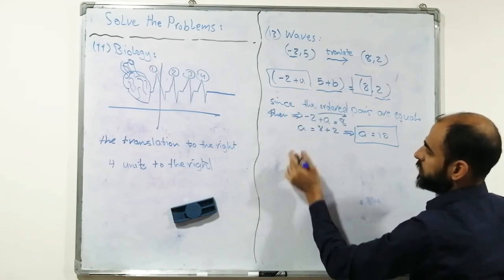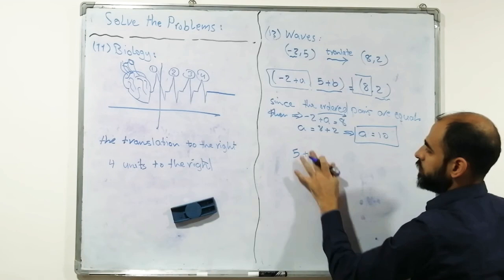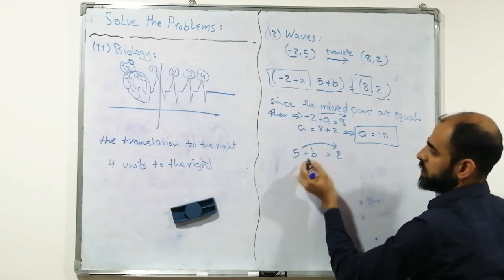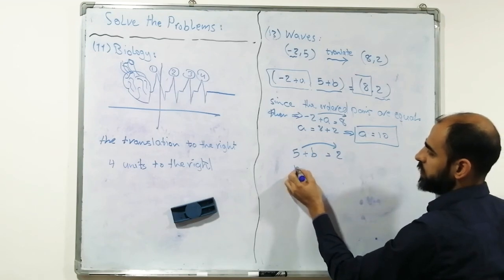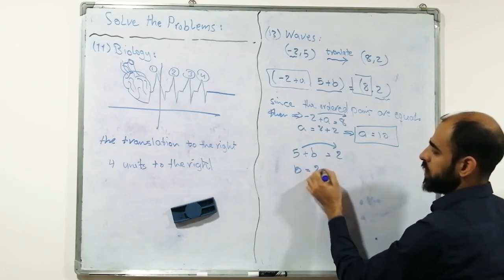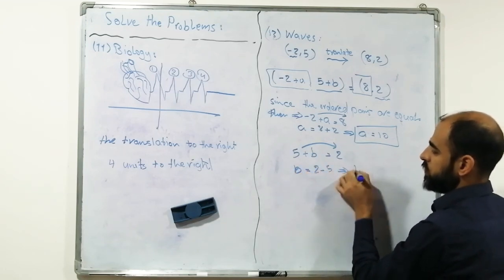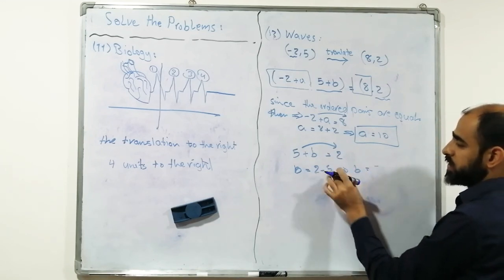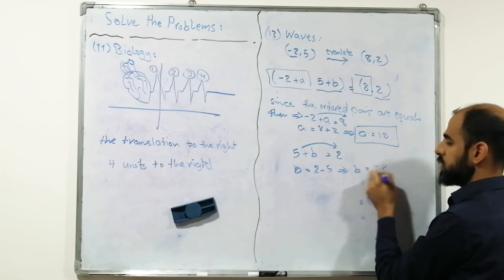5 plus B equals 2. Put variables and the number on the other side. Also we have B equals 2 minus 5. B equals, we have two different numbers. We take the sum of the biggest number and subtract, 5 minus 2 is 3.